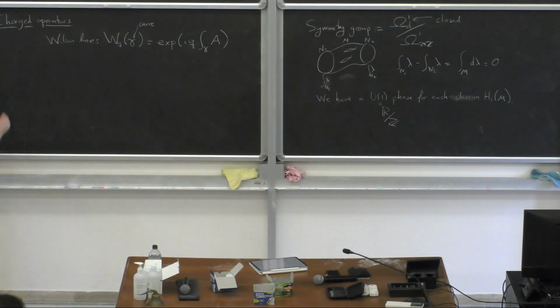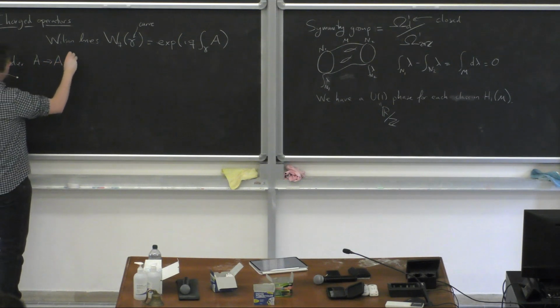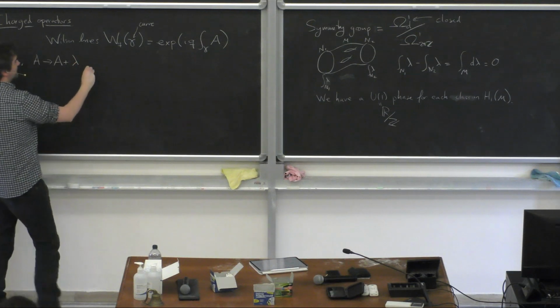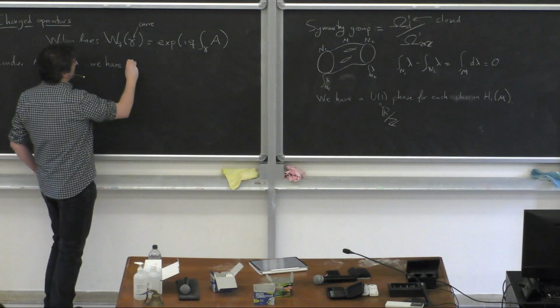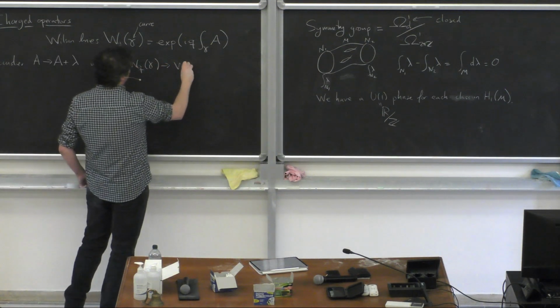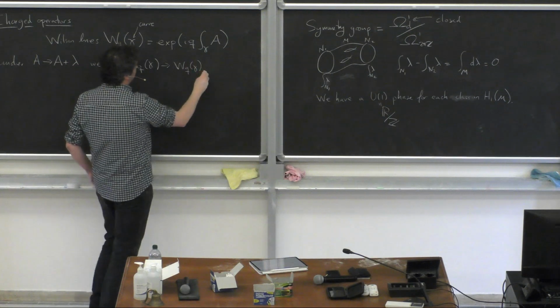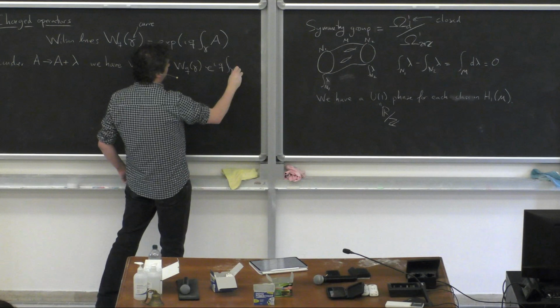So clearly, under the symmetry A goes to A plus lambda, we have W_q of gamma goes to W_q of gamma times a phase, which is e to the iq integral over gamma of lambda.